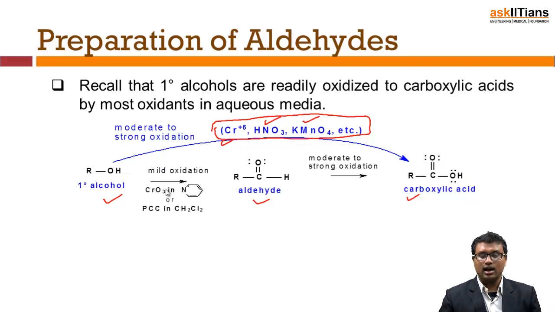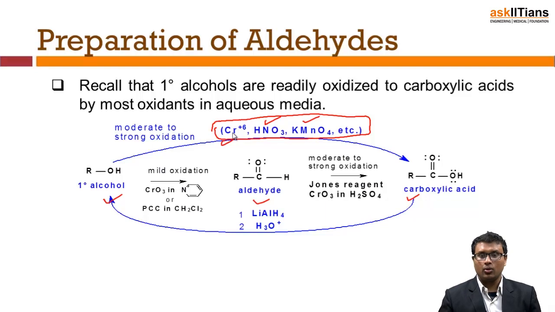Again, other oxidizing agents are PCC in CH2Cl2, as I already discussed in the previous slide. Also Jones reagent, where you have chromium. Jones reagent is the oxide of chromium in the presence of H2SO4, that is CrO3 in H2SO4. So if you oxidize alcohols, you may get an aldehyde and you will get a carboxylic acid, and the reverse process is reduction. If you reduce carboxylic acids, you may get an aldehyde and you may also get an alcohol. And lithium aluminum hydride is a very good reducing agent available in the market.